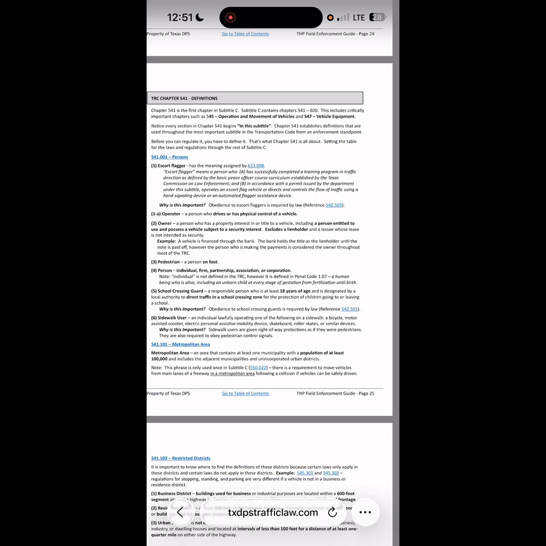Note, individual is not defined in the Transportation Code. However, it is defined in Penal Code 1.07, a human being who is alive, including an unborn child, at every stage of gestation, from fertilization until birth.